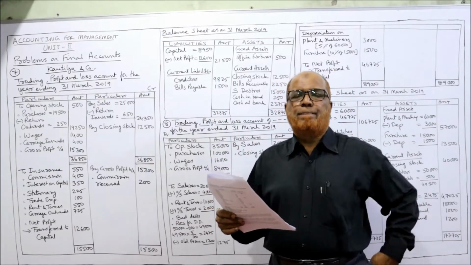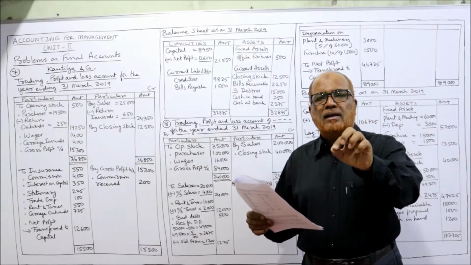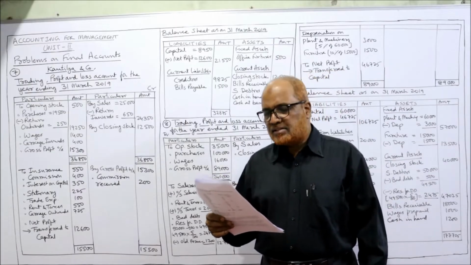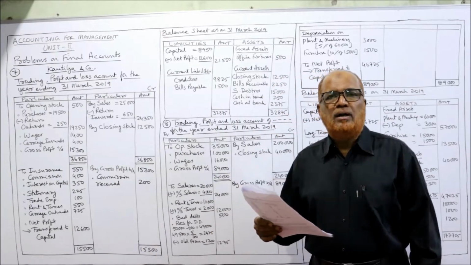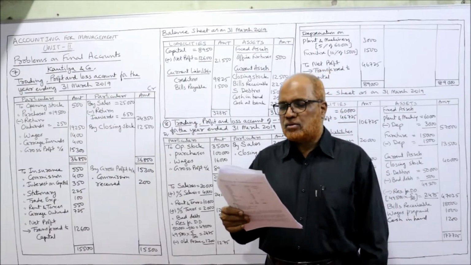Interest on capital, it is given in the trial balance itself. It will appear only once. P&L account, debit side. Then stationery, P&L account, debit side. Return inward is the sales return. Deduct from sales on credit side of trading account.